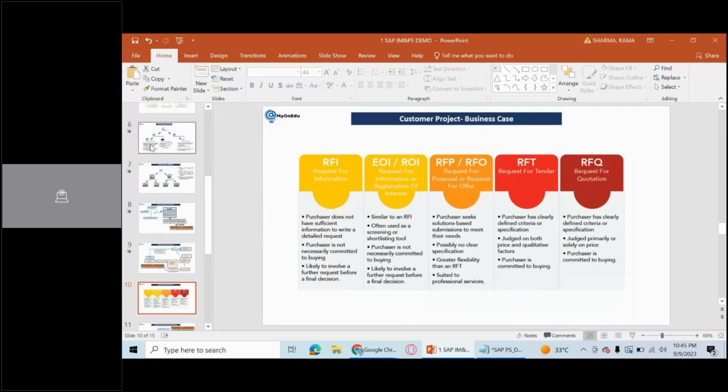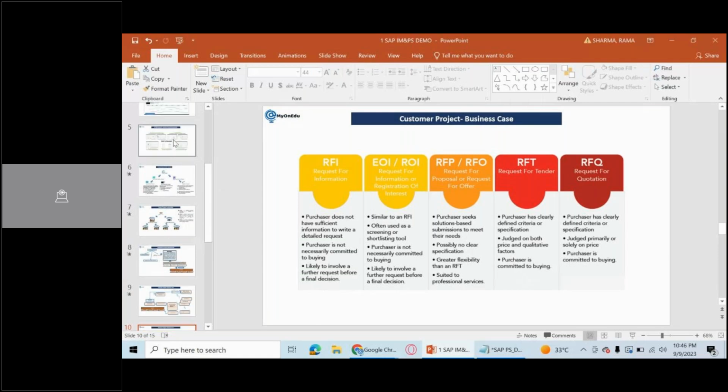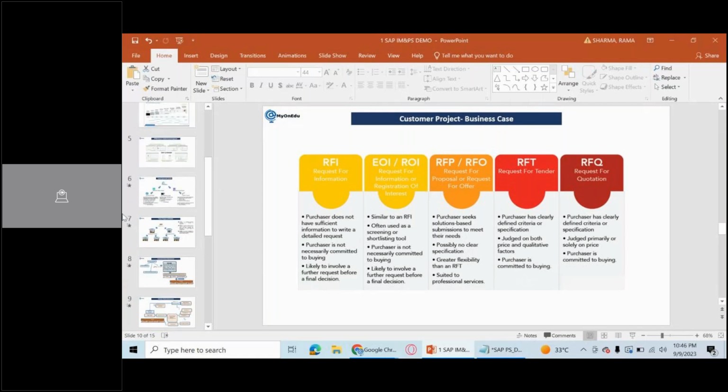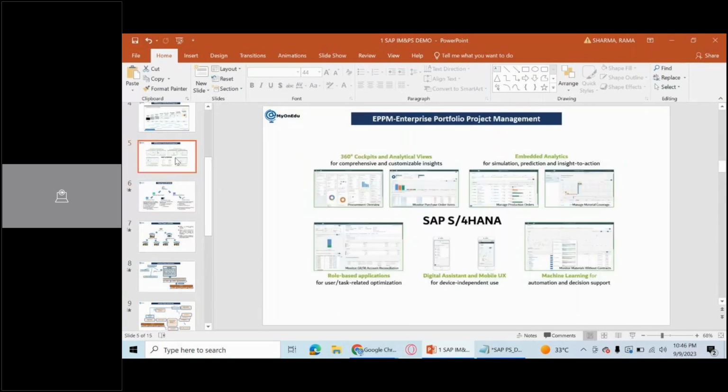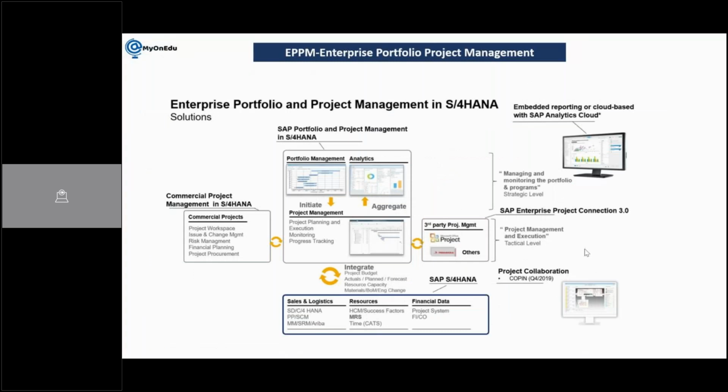From this business process, if you have any question you can put it here. Then I'll go on to explain the course contents and everything. But if you want to understand anything from these slides, please let me know. I think you may have some questions from this area. Any question, please?